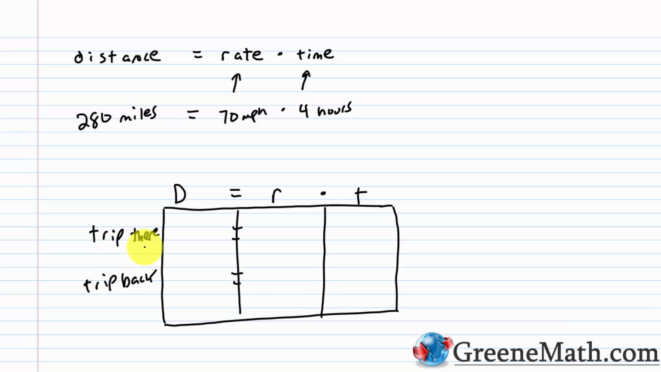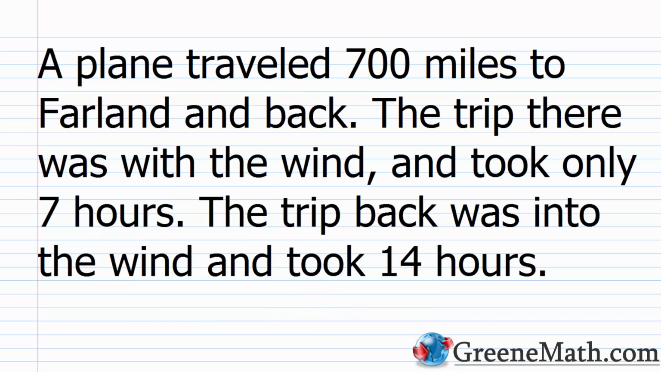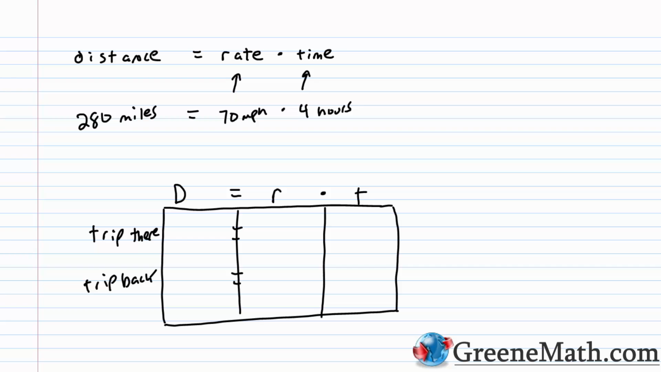So let's go in and get some information. For the trip there, we know the distance is 700 miles in each case. The plane traveled 700 miles to Farland and back, so the distances will be the same. Let's fill that out. The trip there, the distance is 700. The trip back, the distance is also 700.